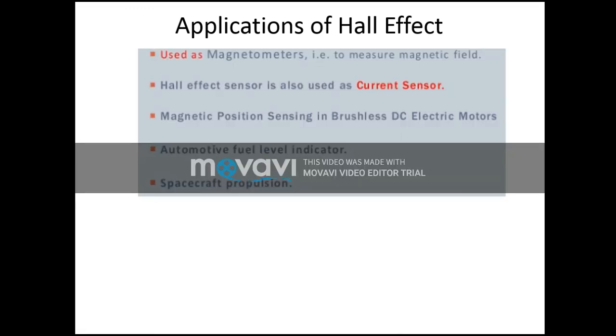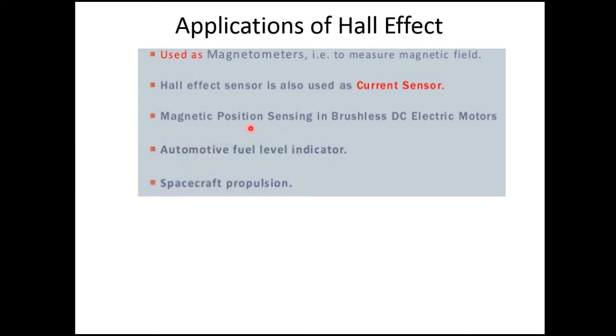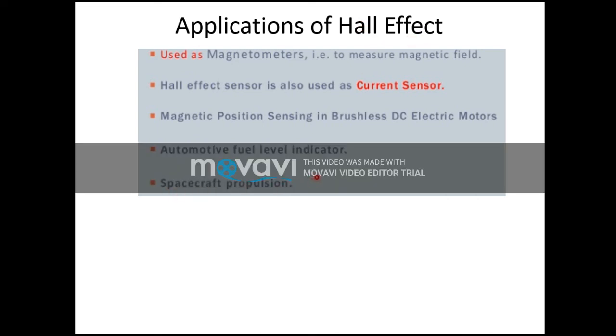Okay, so there are applications of Hall effect. There are various applications. The Hall effect is used as a magnetometer, that is to measure magnetic field. Hall effect sensor is also used as current sensor, magnetic position sensing in buses, DC electric motors, automotive fuel level indicator. We are using this Hall effect, and in spacecraft propulsion also the Hall effect is being used.